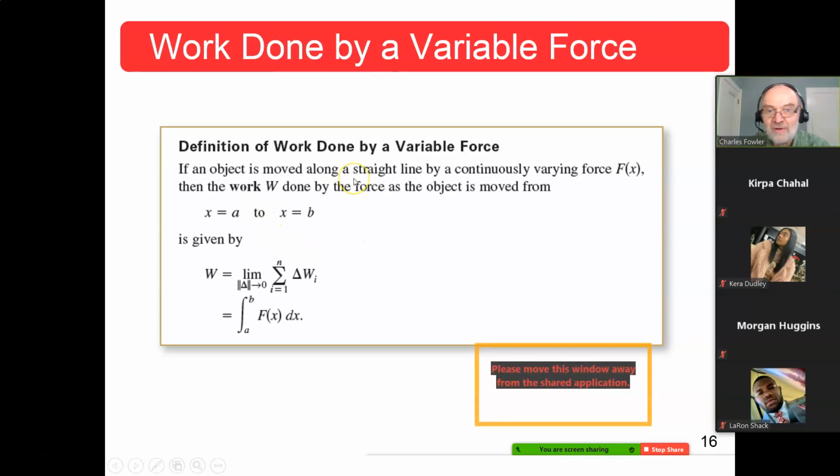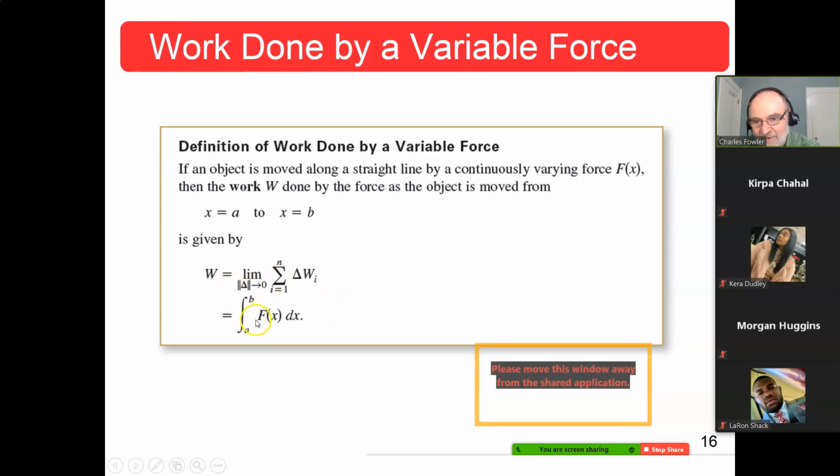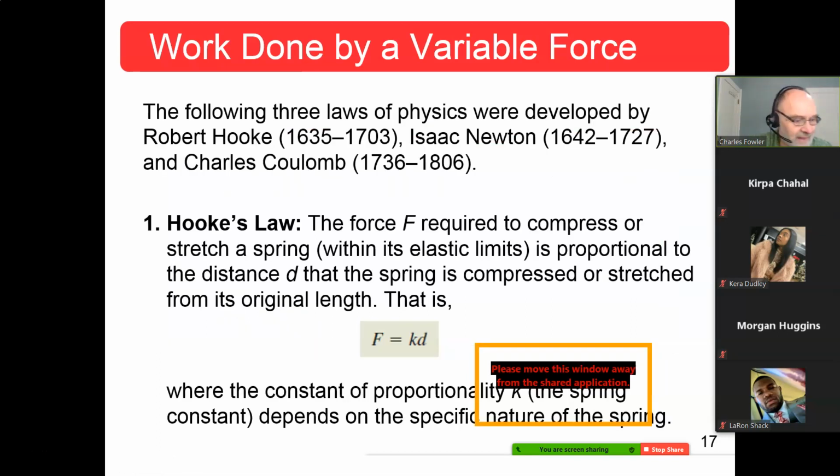If an object is moved along a straight line by a continuously varying force, f of x, so the force changes as the x changes, then the work done, and it's a continuously varying force, no discontinuities there, nice, smooth, continuously varying force, then the work W done by such a force as it moves from x equal a to x equal b, this end to that end, is given by W is equal to that limit, if you want to do it that way, or the integral from a to b of f of x dx, just like we said before.